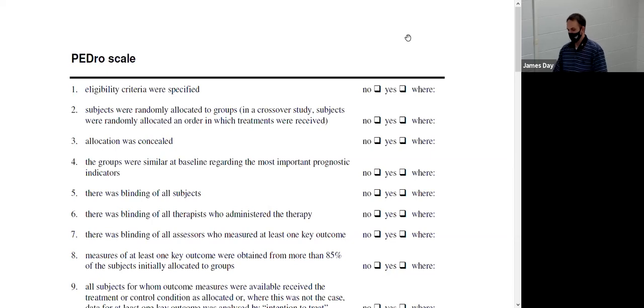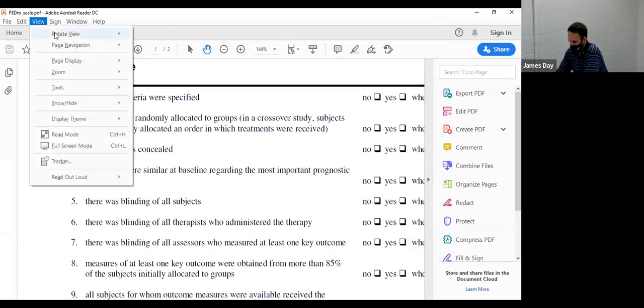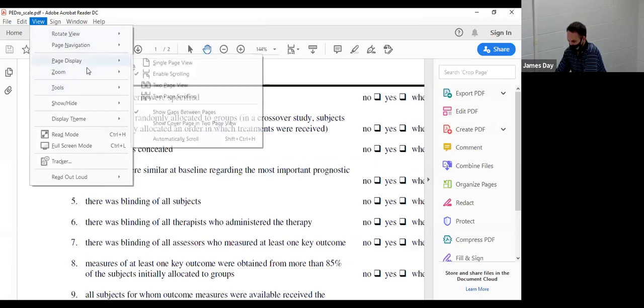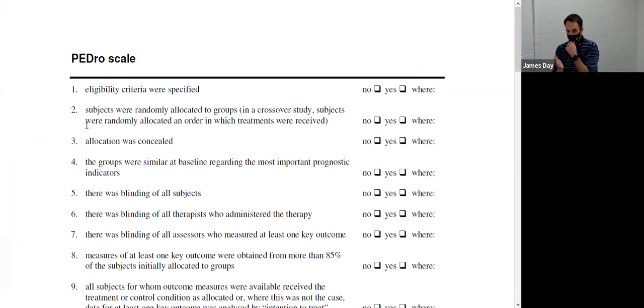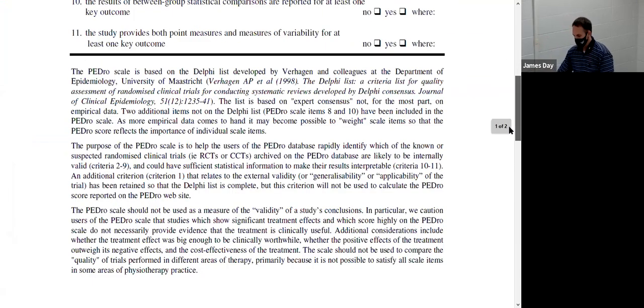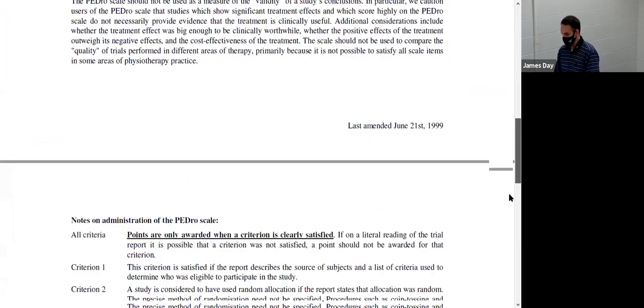So what this is, if you were able to read that research article that I posted, that describes what this scale was made to do and how it was assessed. But now we're going to look at how to do it. And so I posted this as just an in-class reading.